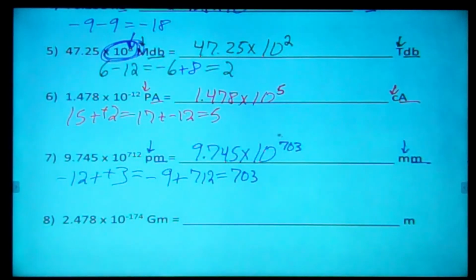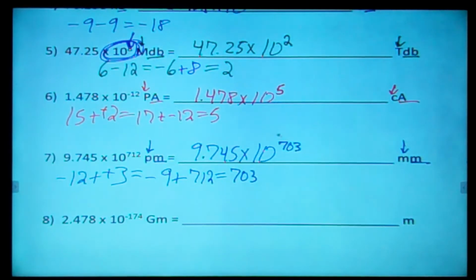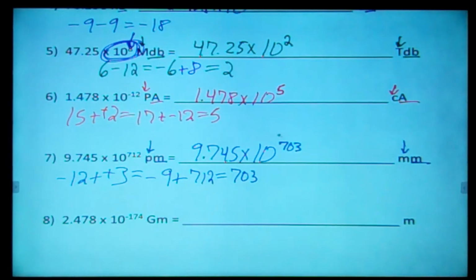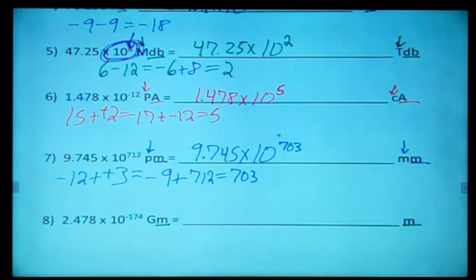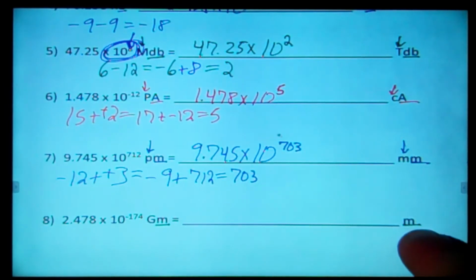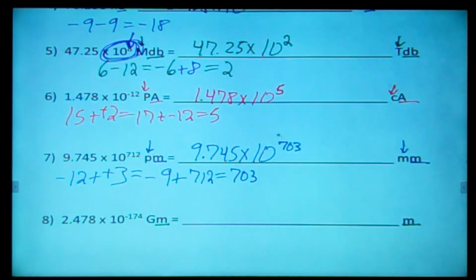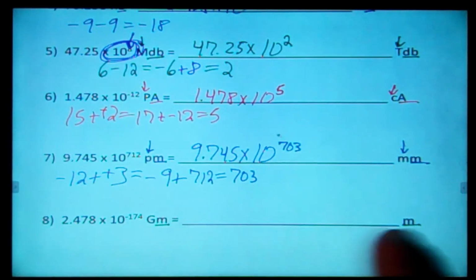So 9.745 times 10 to the 703rd power. Number 8 is a nice little trick I love to use. Find what's the same. There's an M and an M. A lot of people are going to skip this and look and say, this is milli. No, that's the base unit meter. Do not skip that. So I'm going from giga to a base unit.